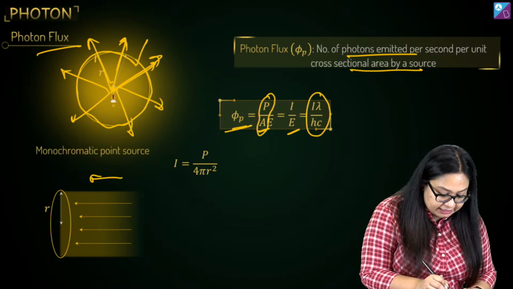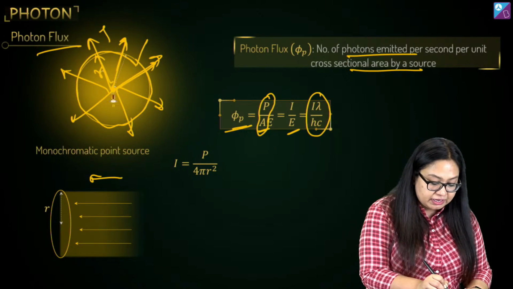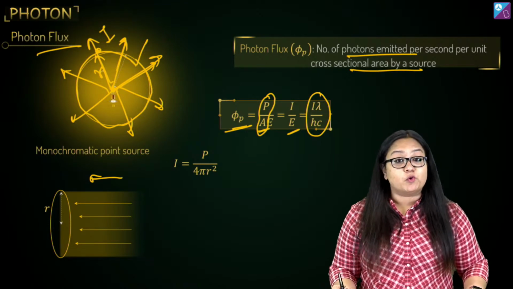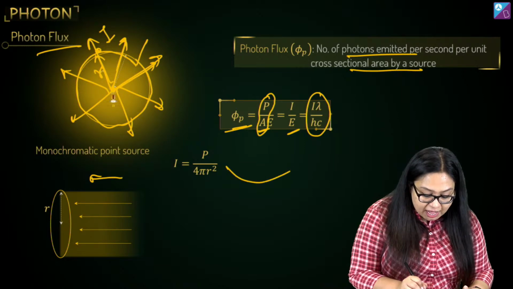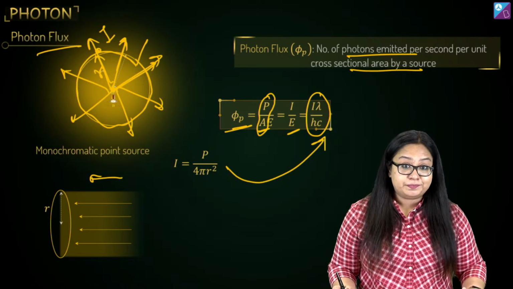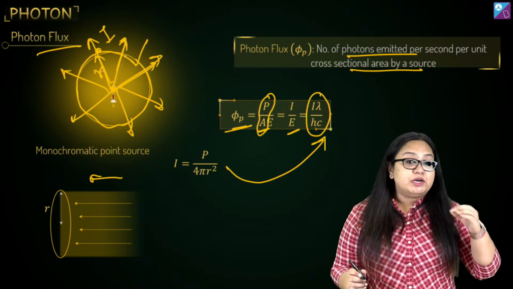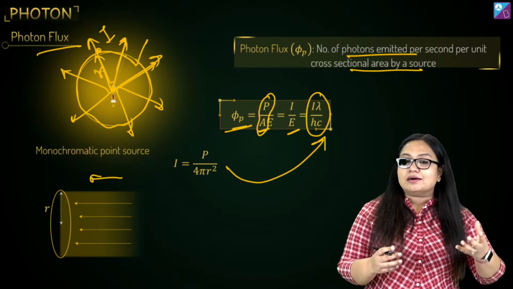If I take a sphere of radius r and I want to find out intensity at this point, then I will say that intensity is equal to P divided by 4 pi r square. That's what I will go and substitute over here. Make sense? Okay.